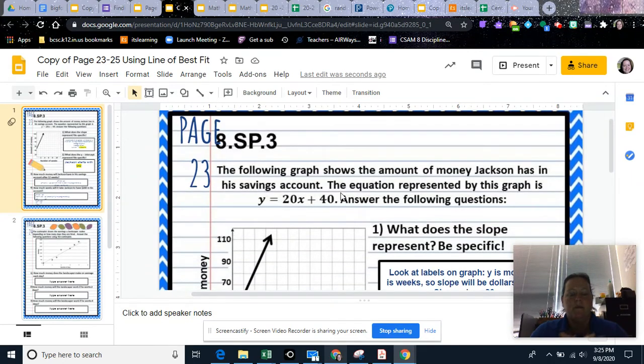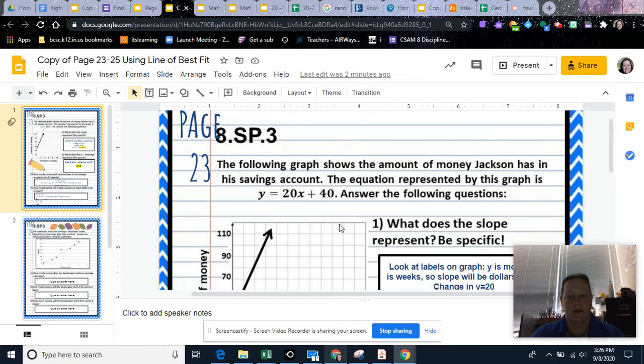Hi, I would like to take a few minutes to go through one of the problems on page 23. You will take what I do on page 23 and apply it to help you with pages 24 and 25. It says the following graph shows the amount of money Jackson has in a savings account. The equation represented by this graph is y equals 20x plus 40. Now answer the following questions.